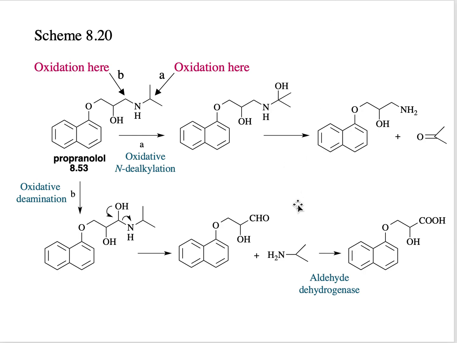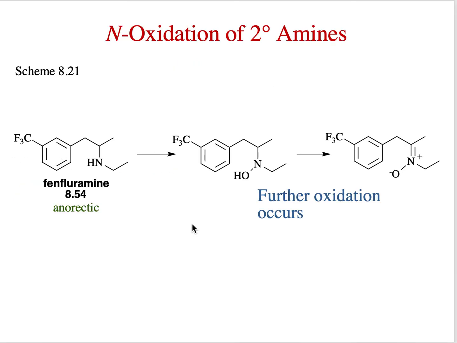For example, you can do this too for something like propranolol. That's a blood pressure lowering drug. You're able to oxidize in multiple places. Fenfluramine is oxidized so that you can start to get the nitro compound.